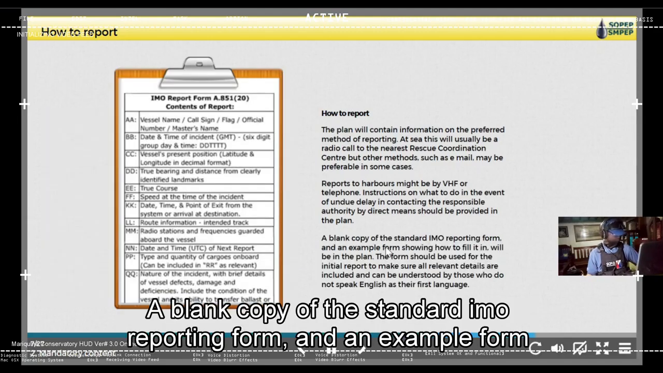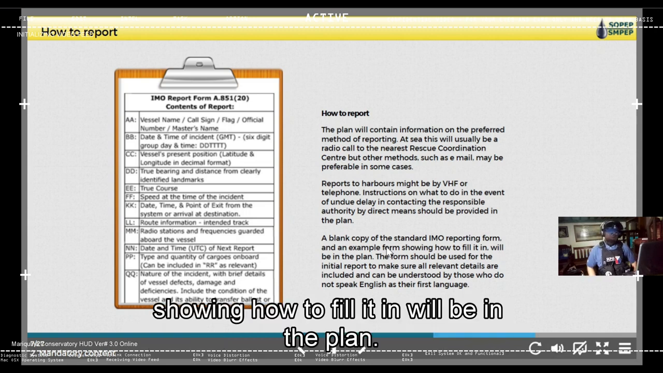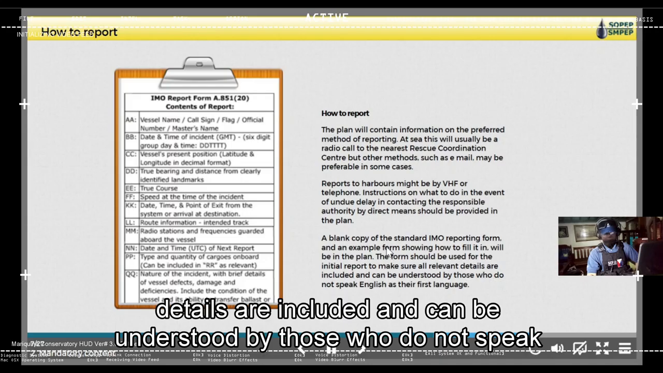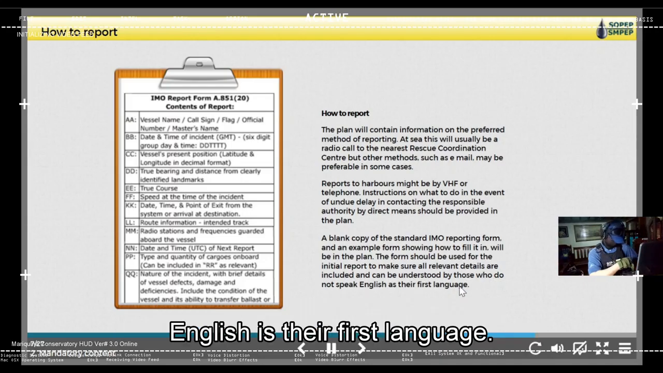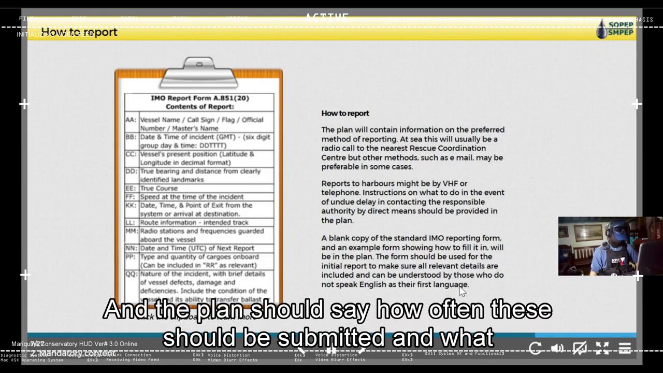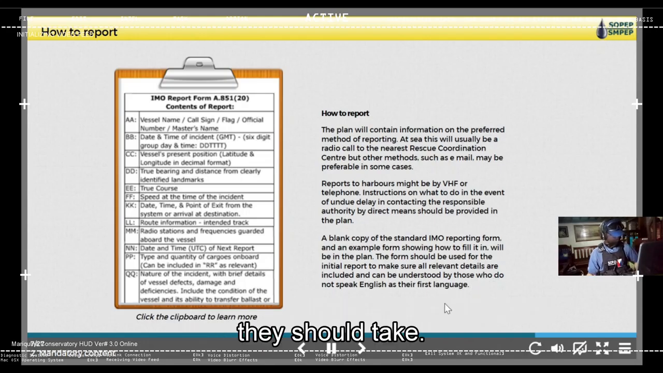A blank copy of the standard IMO reporting form and an example form showing how to fill it in will be in the plan. The form should be used for the initial report to make sure all relevant details are included and can be understood by those who do not speak English as their first language. Follow-up reports may be necessary, and the plan should say how often these should be submitted and what information and form they should take.